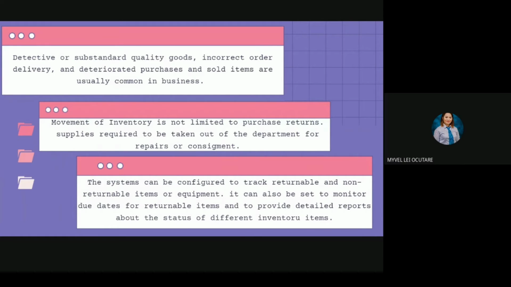It can also be set to monitor due dates for returnable items and to provide detailed reports about the status of different inventory items. So purchase return is when the buyer of merchandise, inventory, fixed assets, or other items sends them back to the seller. And it's also important to know the expiration date and the due date for the returnable items.